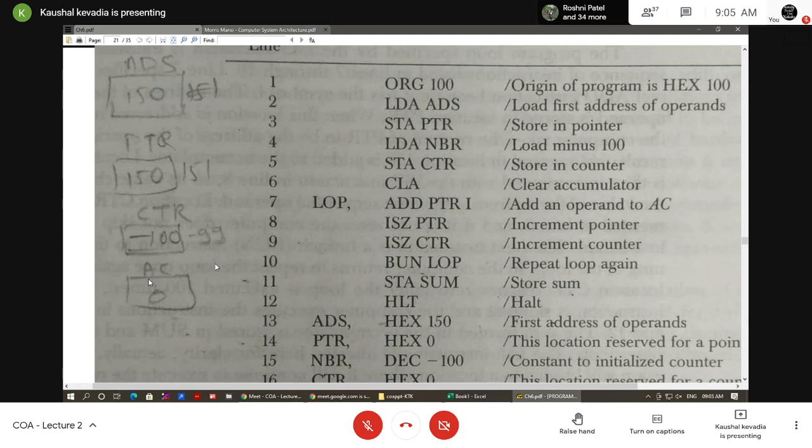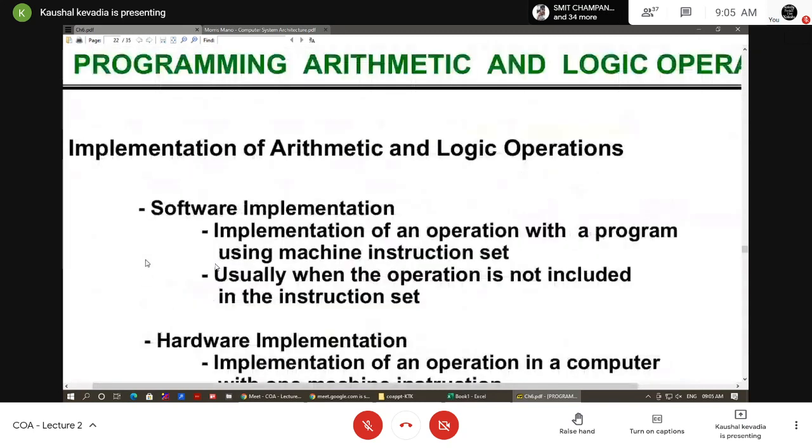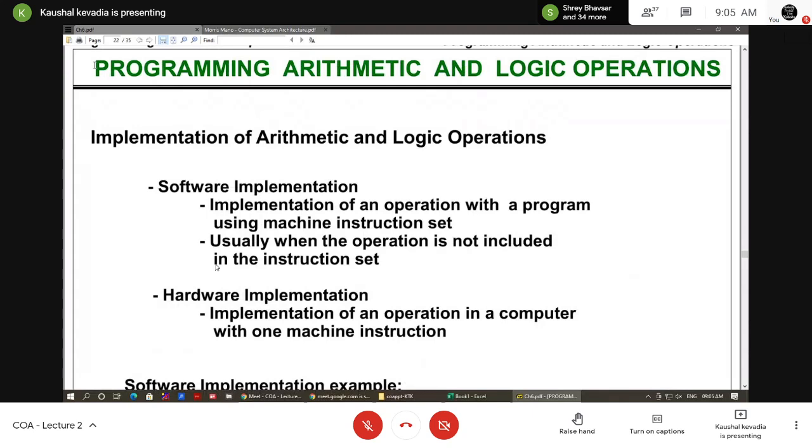Okay, fine. Let us move to the next topic, that is programming the arithmetic and logic operations. Using assembly language programs, we have to prepare the arithmetic and logical operations, because we know that not all the arithmetic operations are directly available in my instruction set. Okay, only we have an addition instruction.